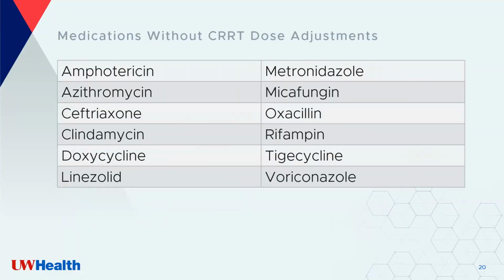And then these are just some examples without CRRT dose adjustments that we would likely just continue with the same dose. So some medications that I see frequently are ceftriaxone, clindamycin, linezolid, and metronidazole, where even if a patient does transition between renal replacement therapies, we would be okay with keeping with the same dose of the medication.